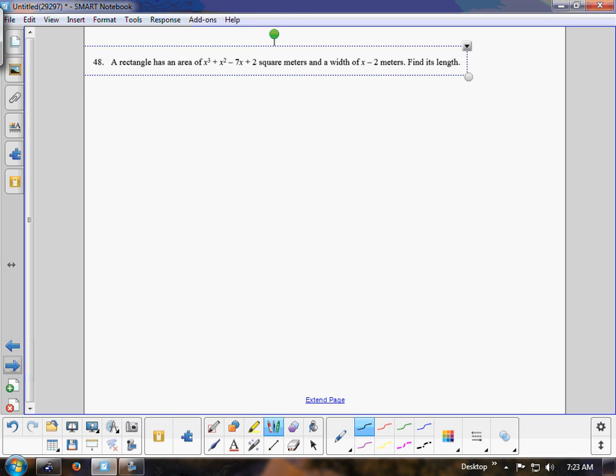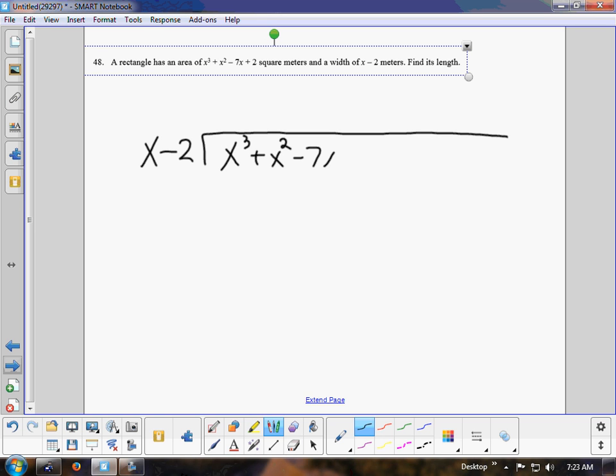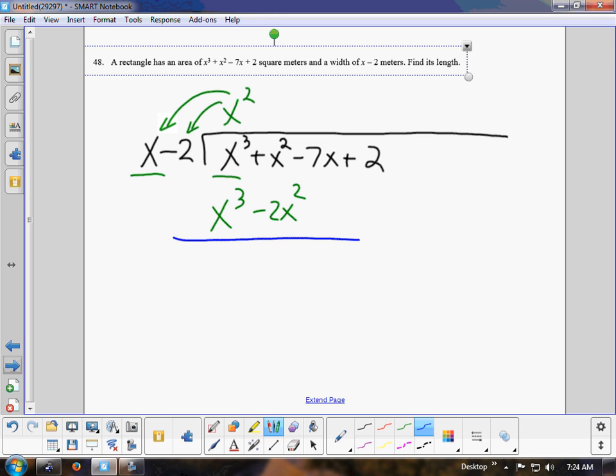48. This is a familiar question. We're going to find out the side by dividing one side of the triangle into a rectangle into the area of the rectangle. Now you have to go through this and systematically be careful. I'm looking at this x. How do I make it to be x cubed? I multiply by x squared. Then multiply both things by that. I come down, I have x cubed minus 2x squared. Now be careful. Draw a line, change the signs, combine.